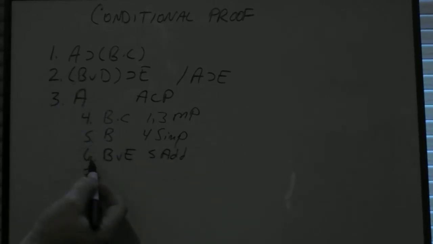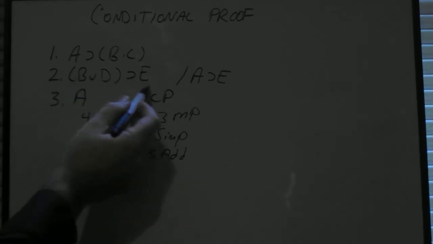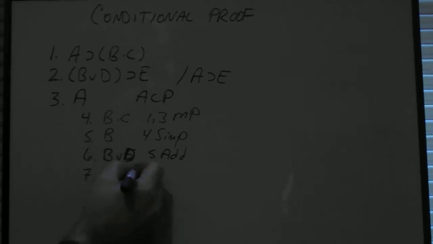And now lines 2 and 6 make a modus ponens. B or D then E, B or D, therefore E, 2 and 6 modus ponens. Now, since I started with the A, the antecedent, and was able to use these rules to work to the consequent, which is E, I can now, coming back into our original line on line 8, conclude if A, then E, based upon 3 through 7 CP, conditional proof.